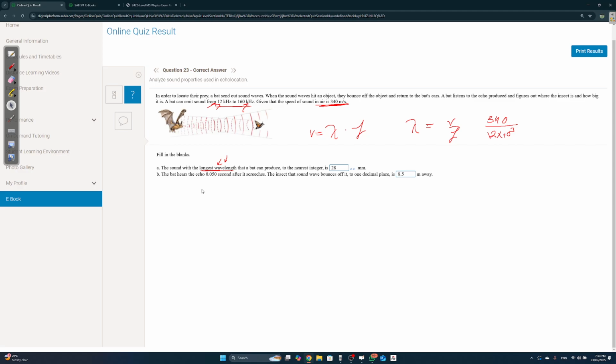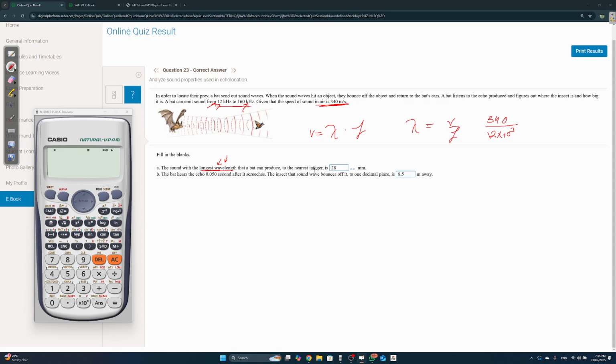The bat hears the echo 0.05 seconds after it screeches. The insect that the sound wave bounces off, to one decimal place, is something meters away. So they give us the time it took and the speed it's traveling at. Can't you find the distance? Of course, we know speed is equal to distance divided by time. So 340 is equal to the distance divided by 0.05. How do you find distance? You cross multiply. You're going to get 17.